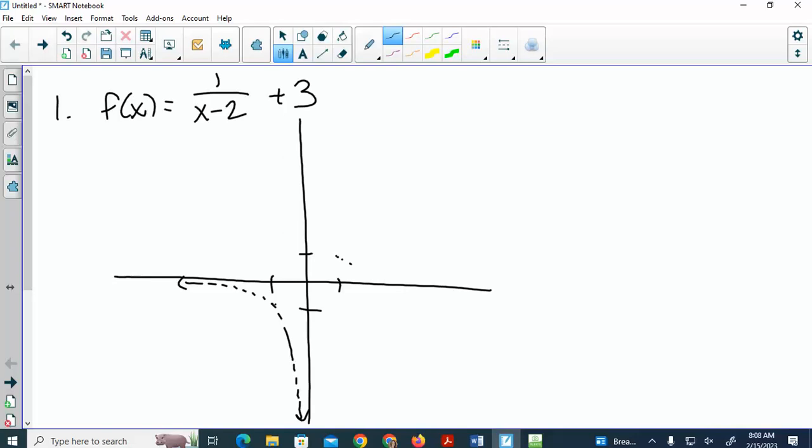Now we didn't do tons with this, but there will probably be a question on your test where I ask you to do the parent function and transformation. So you should know what your parent function looks like here. And then we have to apply our transformations.